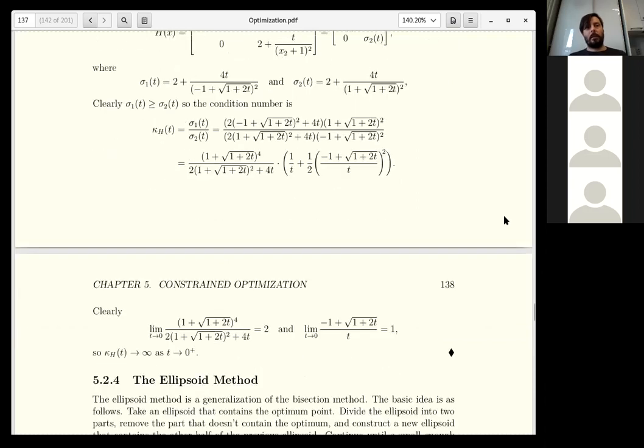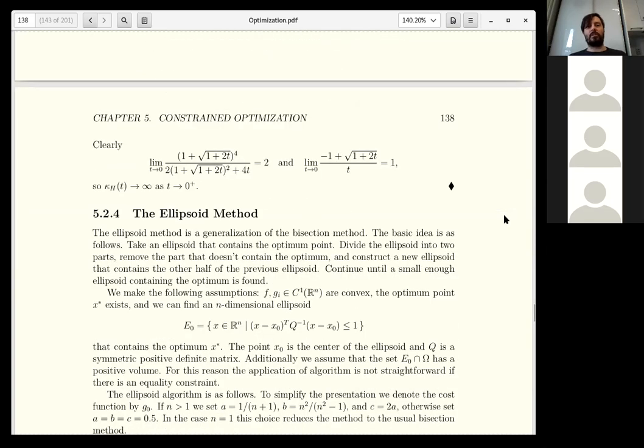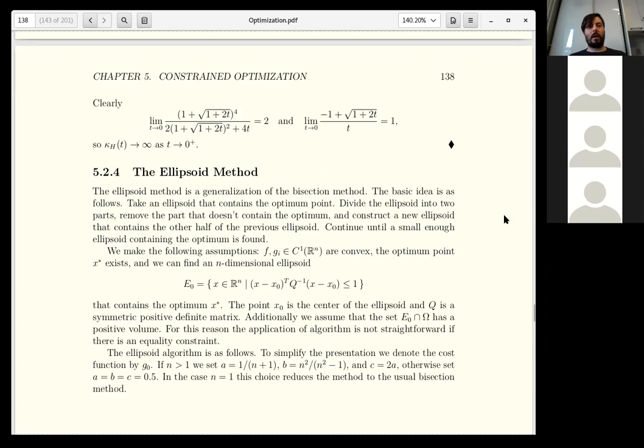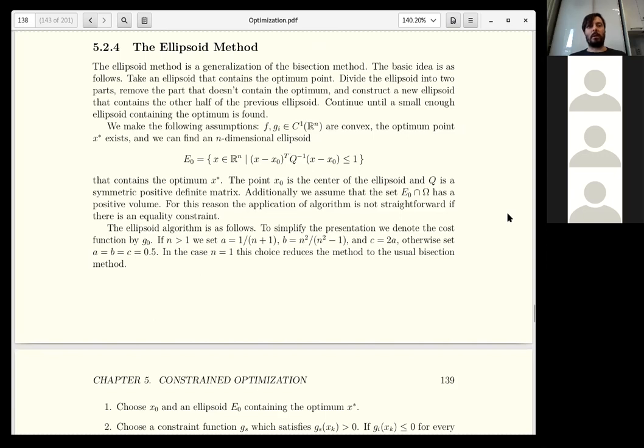All right. Now, I'm going to skip the ellipsoid method here. I mean, I haven't updated this. I'm going to skip the ellipsoid method. I'm going to just explain quickly what it is. But the idea here is that we approximate a convex region by an ellipsoid.